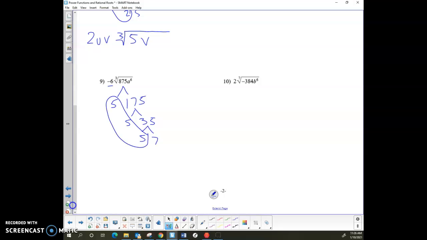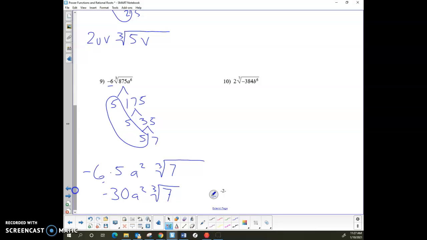I've got one group of 5s, so I'm going to leave this negative 6 out there. I've got a group of 5 that I'm going to bring to the outside. I'm left with a 7 on the inside. And I've got a to the 6, which means I have 2 groups of 3. So I have 2 groups that I'm going to bring out, and there's none left over. Now when we're simplifying, I'm simply going to multiply the negative 6 times 5. So I've got a negative 30 a squared, and I'm left with the third root of 7.